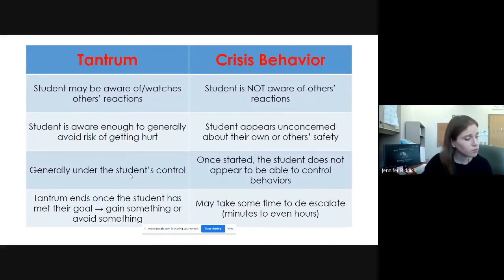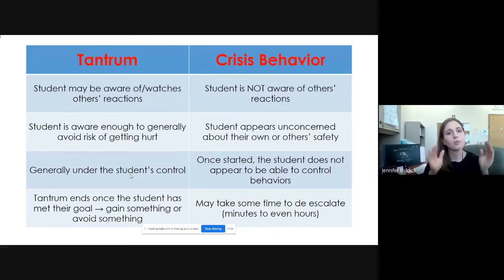So before we move on in some of our CPI model, I just wanted to talk quickly about tantrum versus crisis behavior. Tantrum and crisis behaviors might topographically look very, very similar. A tantrum and a crisis could both look like a student hitting, dropping to the floor, or tearing paper and throwing it.